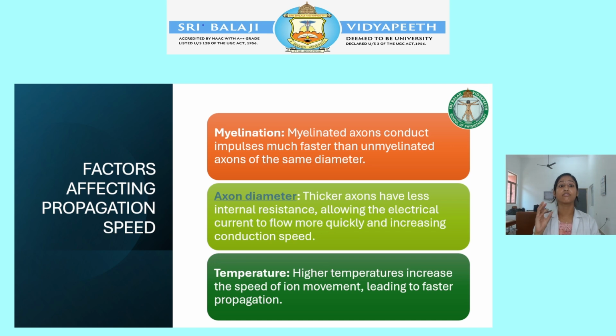And then what are the factors affecting the propagation speed? One is myelination, then axon diameter, and then temperature. In myelination, the myelinated axon conducts the impulses much faster than the unmyelinated axon. With axon diameter, the axon is thick, so the current flows through very easily. And the last one is temperature. If there is a higher temperature, the ions move much faster for the propagation of the action potential.